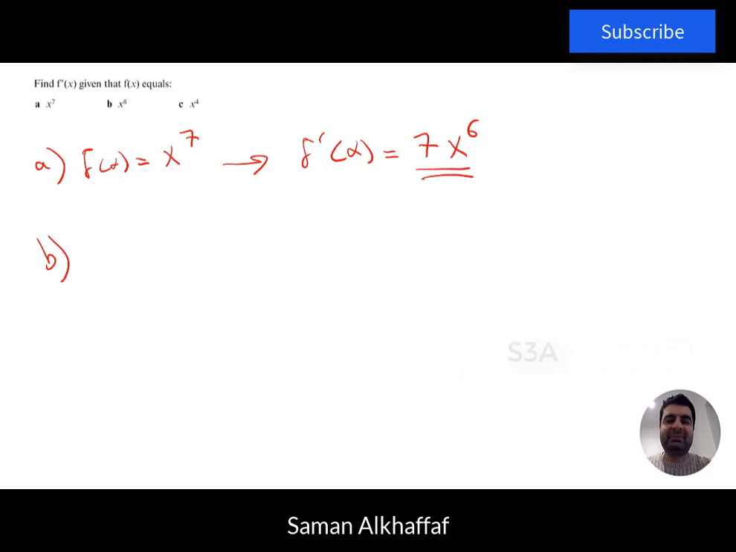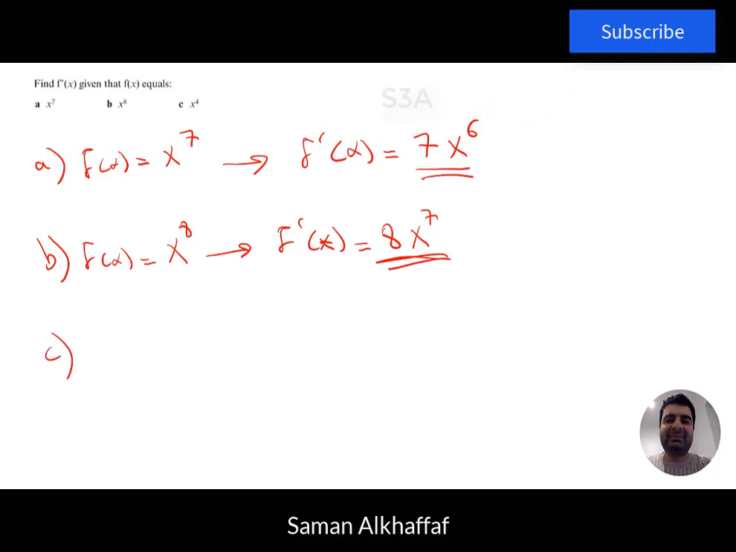For part B, we have the function of x as x to the power of 8, so the derivative will be 8, and we remove 1 from the power, so 8 take away 1, that would be x to the power 7, and this would be our answer for part B.